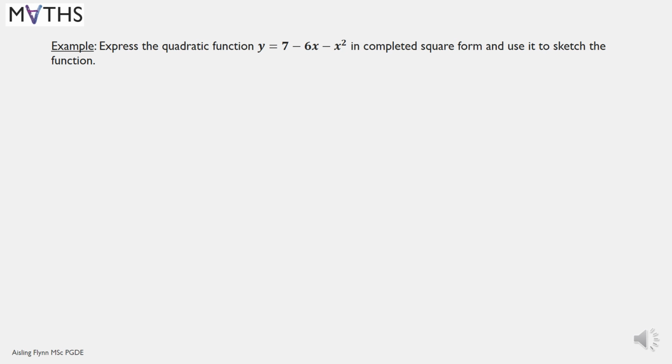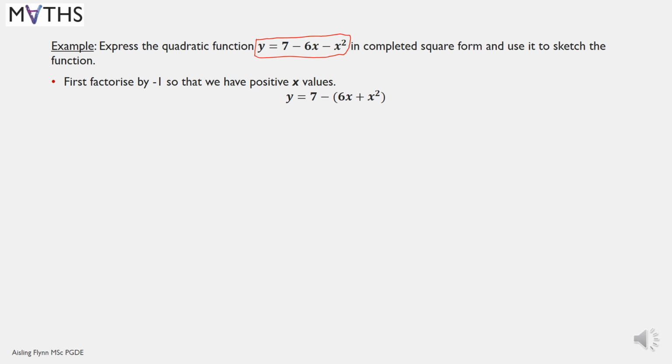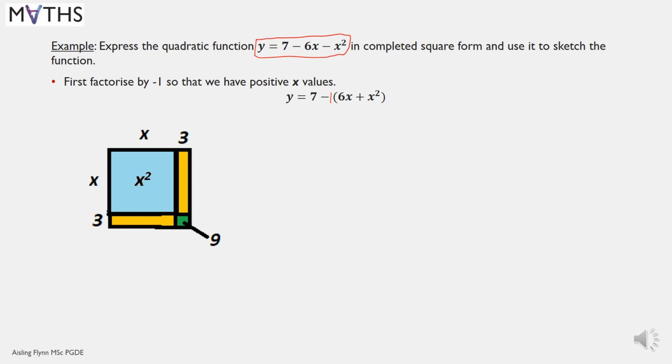Okay, so first off, what I see here is we've got a negative x squared. So first we're going to factorize by minus 1 so that we have positive x values. So what's that mean? It means I take out the negative sign. I can put a 1 there as a factor if it helps me. So minus 1, and I've got 6x plus x squared in the bracket, and this is what I'm going to use in the little area map to make my complete square.